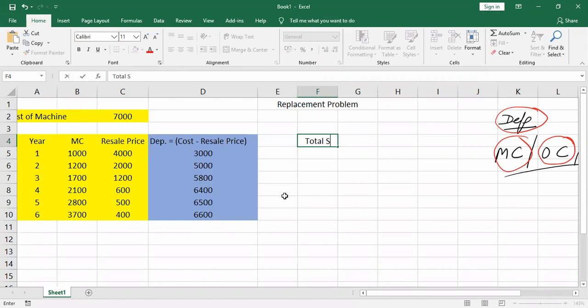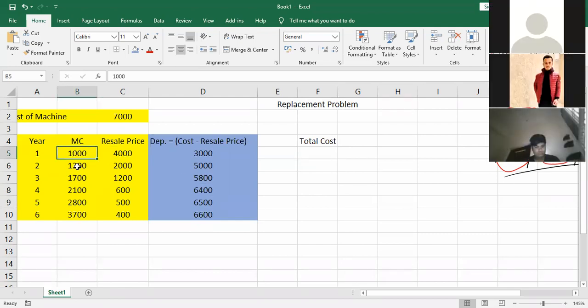Total cost. I'm going to calculate total cost. What is it? The maintenance cost plus depreciation. Okay, so in the first year on maintenance cost, I spent how much? 1,000 rupees, and depreciation was 3,000 rupees. So total cost is 4,000 rupees.